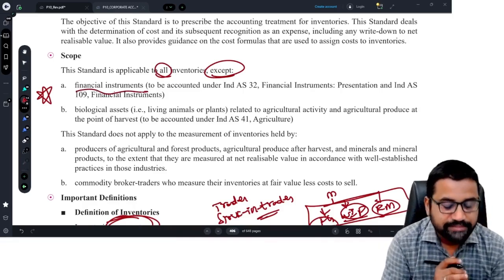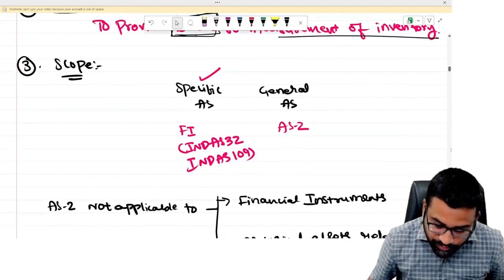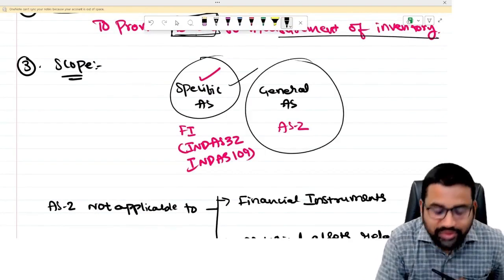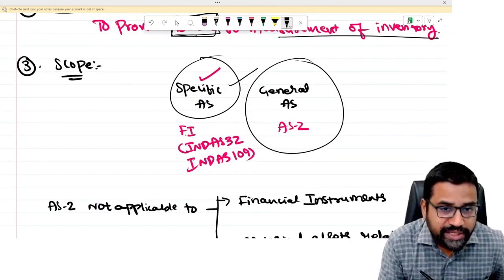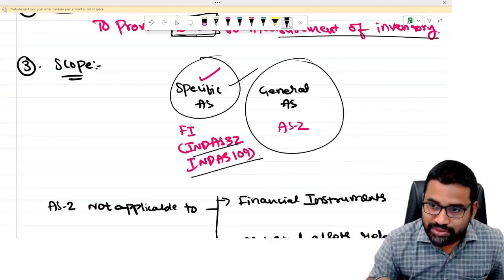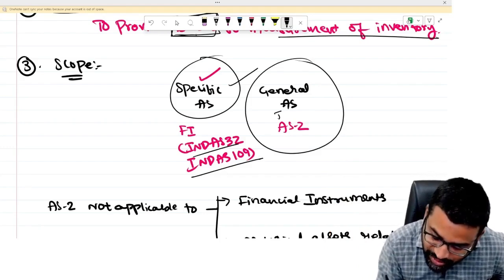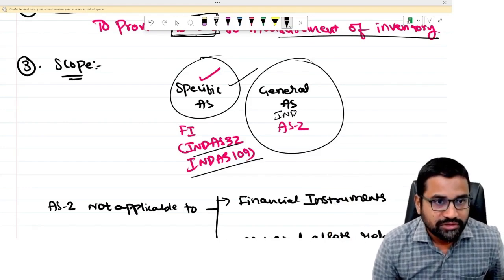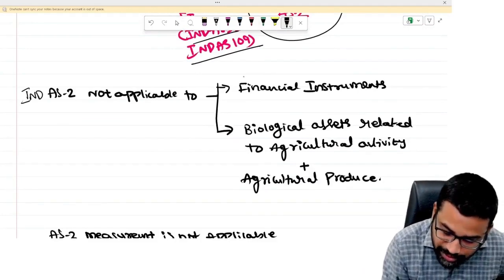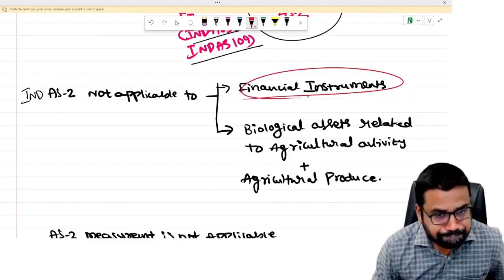One is financial instruments. For financial instruments, we have a separate accounting standard. So whenever there is a specific accounting standard, follow that specific standard. Don't follow the general accounting standard. For example, for financial instruments, you have Ind AS 32, Ind AS 109. So you follow those standards, not Ind AS 2. Ind AS 2 is a general accounting standard which talks about inventory valuation. So the first exception: Ind AS 2 is not applicable to financial instruments. Why, sir? Because for financial instruments, there is a separate standard.